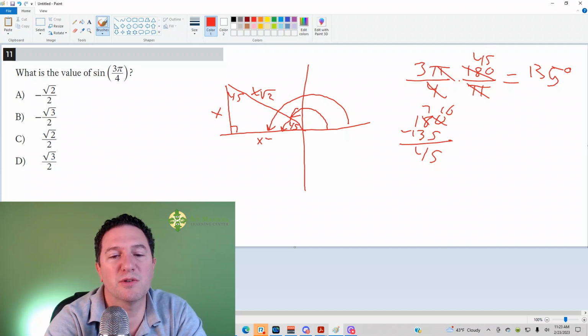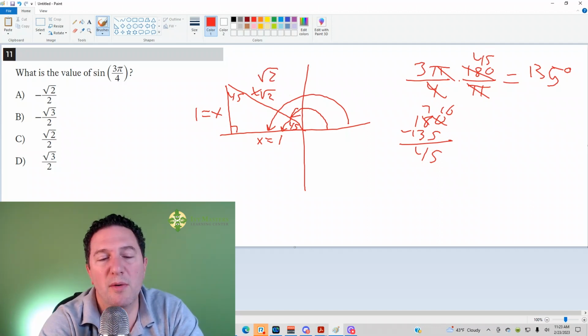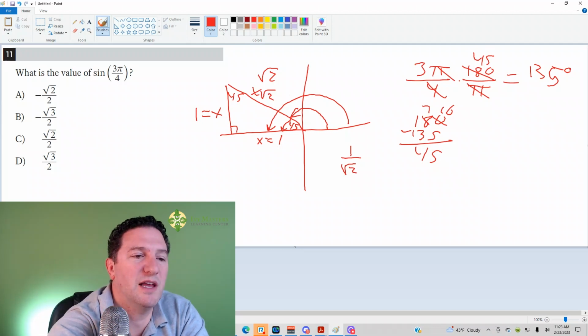For the purpose of this, we'll make x equal 1 to keep it simple. So 1, 1, and then 1 root 2, which is just root 2. And remember, the sine is opposite over hypotenuse. So it's going to be 1 over root 2. Now, first off, it's not negative.